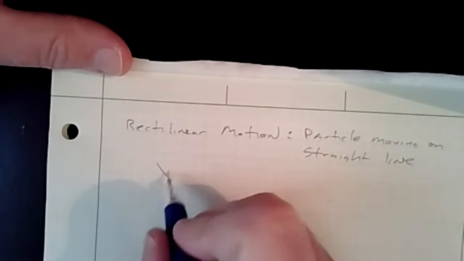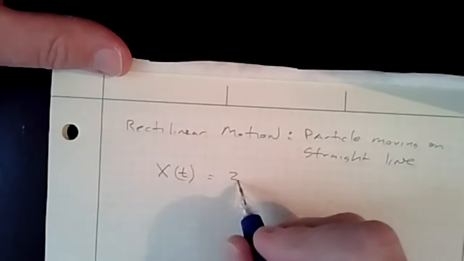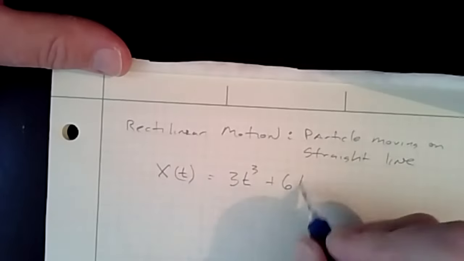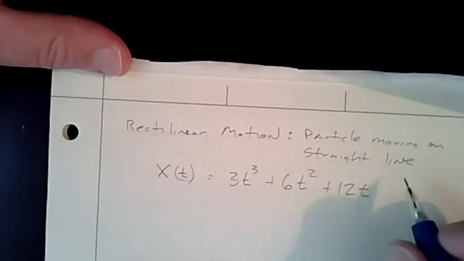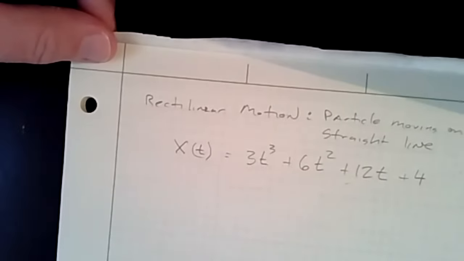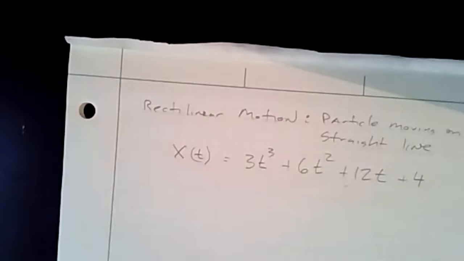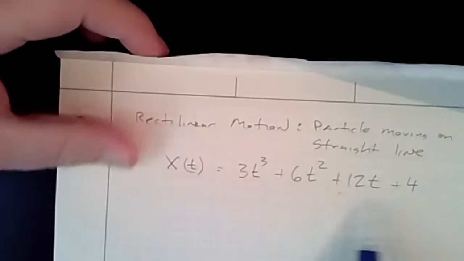So we're given that x of t, x is a function of t, is equal to 3t cubed plus 6t squared plus 12t plus 4. Most of the time t is going to be in seconds, but this allows us, if we know the time, to know the position wherever it might be.